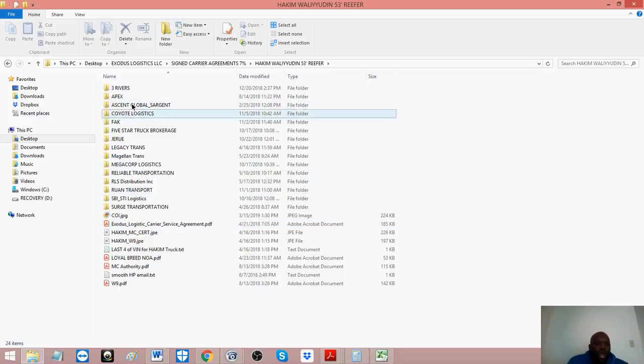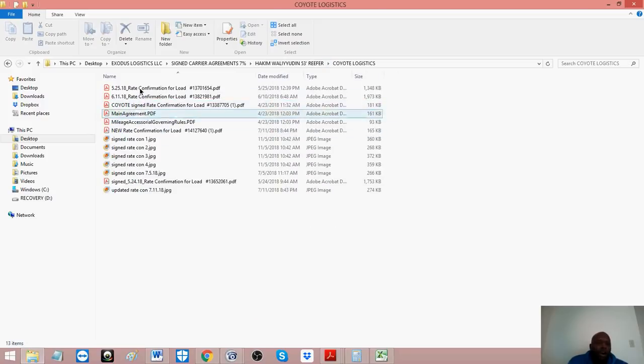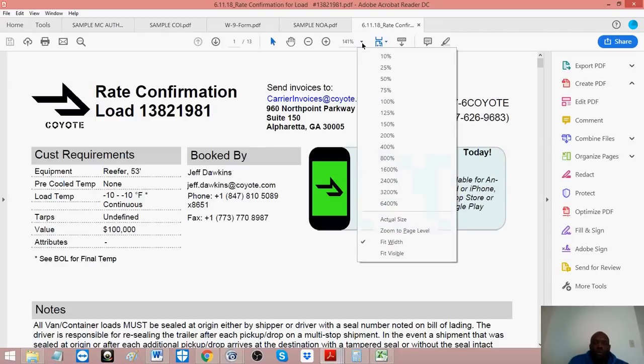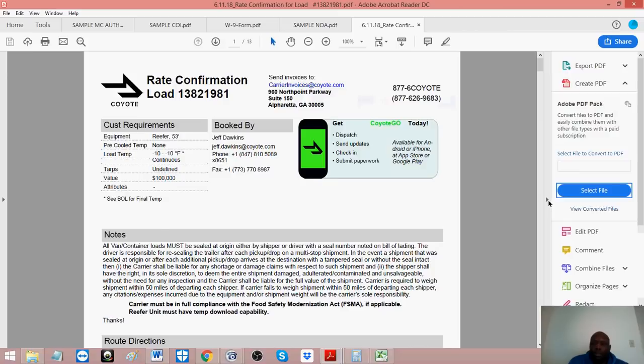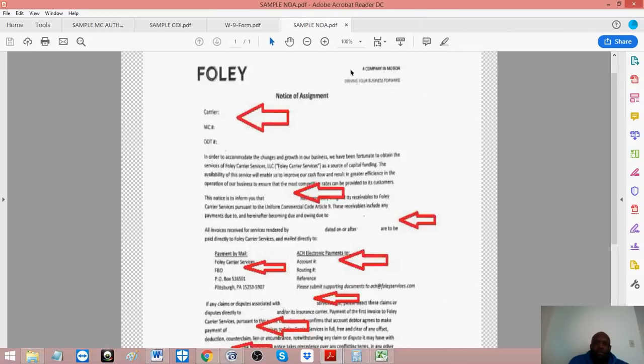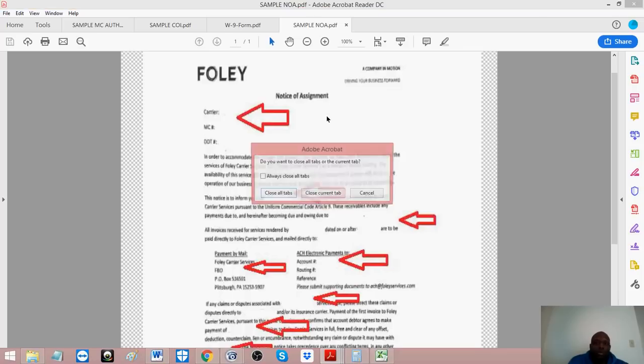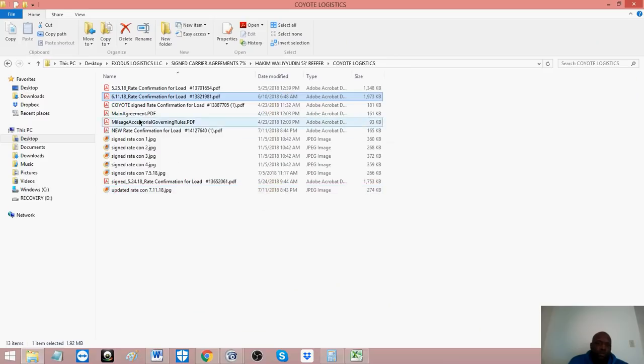It's a convenience. Now, within the broker subfolders of this carrier, I have all the rate confirmations for the loads for that specific broker for that specific carrier. So I'm keeping an itemized and organized filing system. That way, everything is accounted for and documented. So these are rate confirmations for loads that the carrier ran. You see? And I have a whole boatload of them, just so you guys will know.